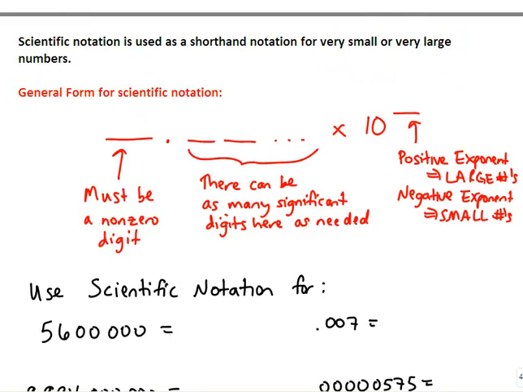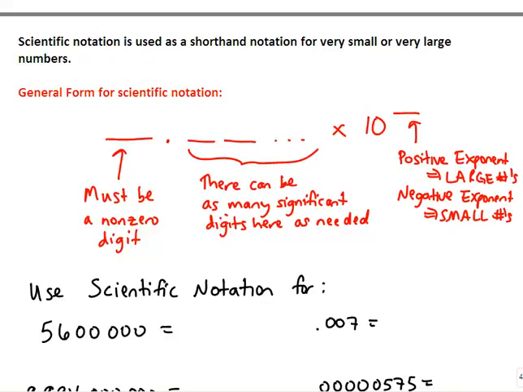Okay, today is scientific notation, and scientific notation uses exponents to write a shorthand notation for very large or very small numbers. This is used quite often in the sciences when you're dealing with numbers that are very, very big or very, very tiny. Here is the general form for scientific notation.